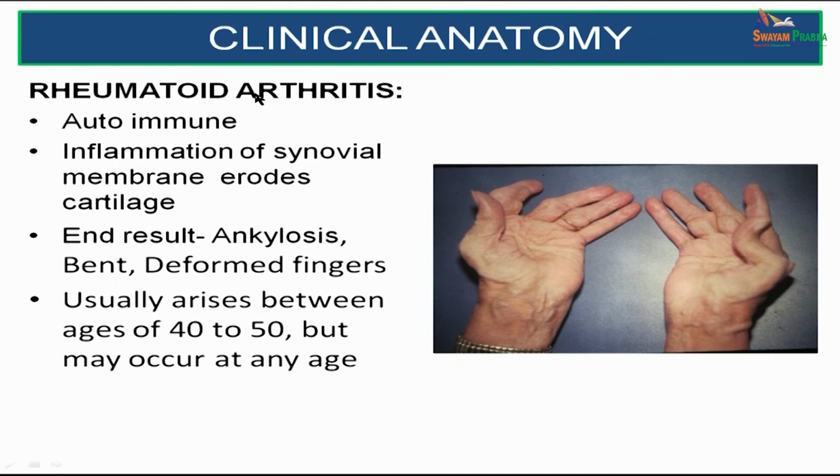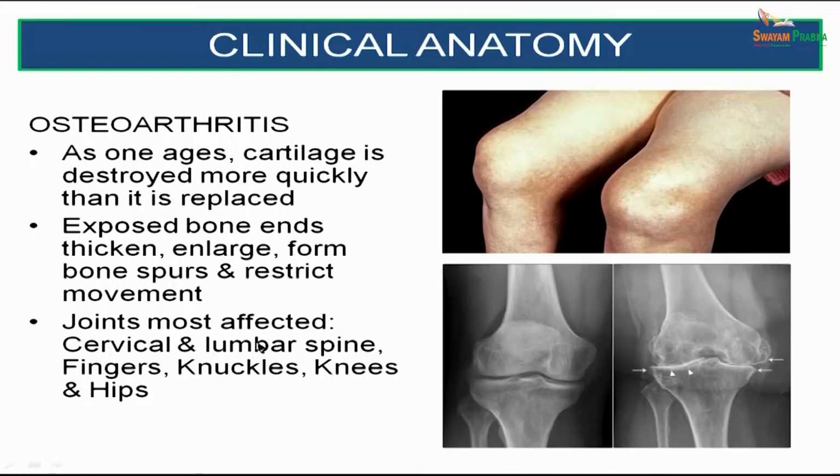So, rheumatoid arthritis, the one shown in this picture, is an autoimmune condition. There is inflammation of the synovial membranes, and therefore there is erosion of the cartilage of the joints. This results in ankylosis or stiffness of joints, joints become bent and deformed. This happens between the age of 40 to 50, but can occur at any age.